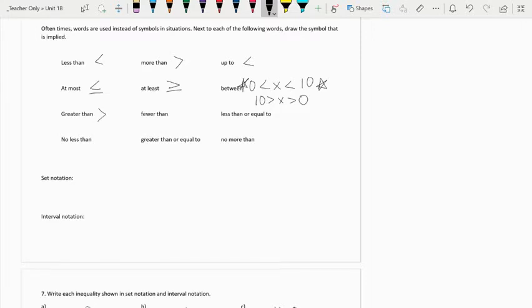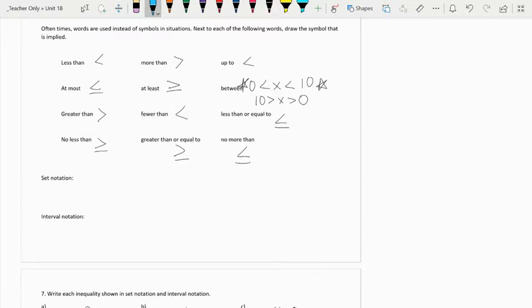Obviously, fewer than is the same thing as less than. We have less than or equal to. No less than means it needs to be greater than or equal to, which is the same thing as this one. And no more than, similar to no less than, is saying everything under it.